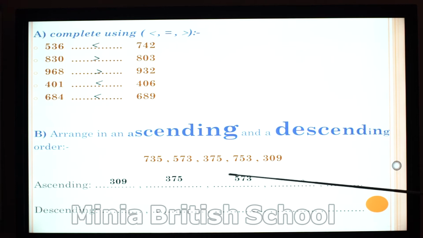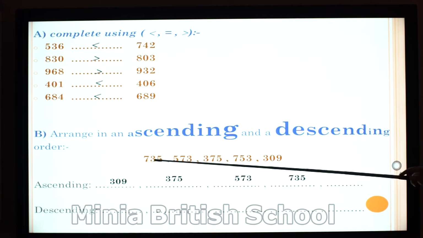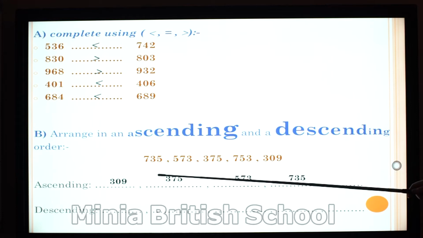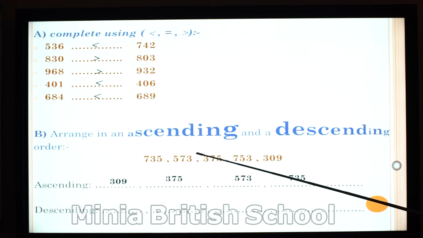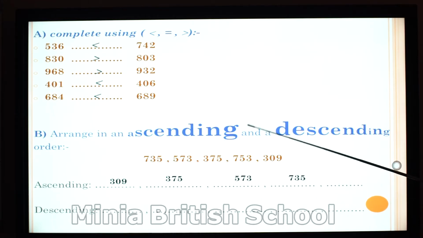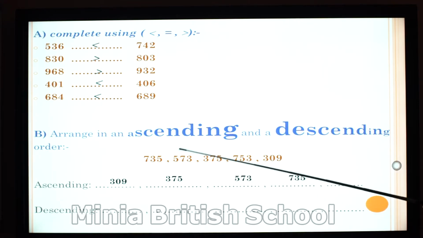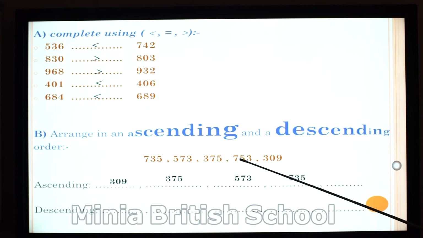Okay. Here next 573. The last two numbers, 735 and 753. Which number is the greatest? Or which number is the smallest? Because I want to arrange in ascending order. 7 in hundreds and 7 in hundreds. 3 in tens and 5 in tens. So 3 in tens is smaller than 5 in tens. So I will write this number first, 735. And the last one, 753.